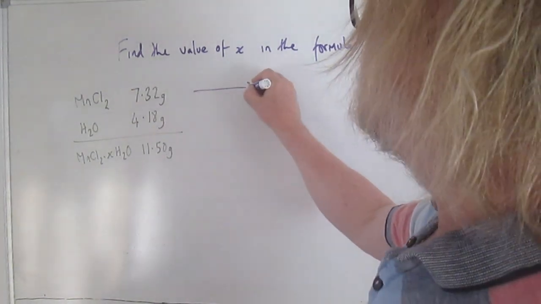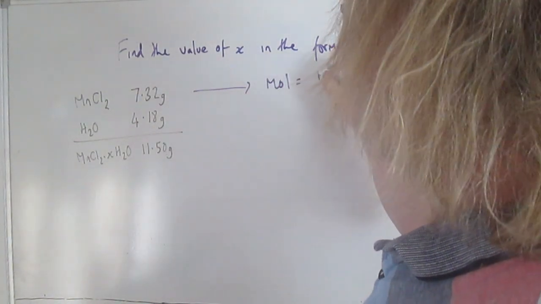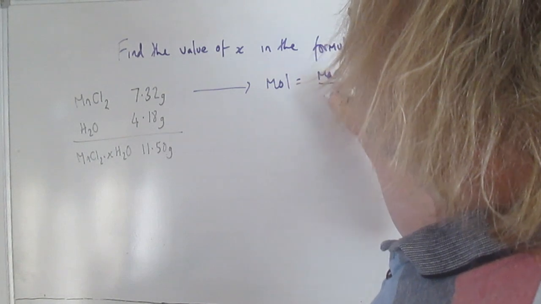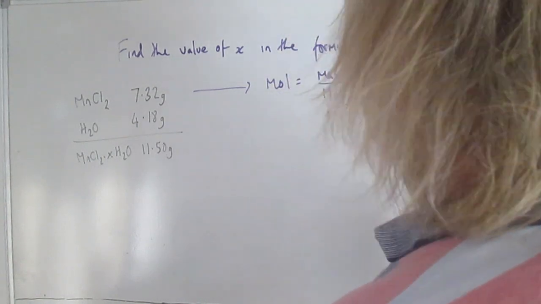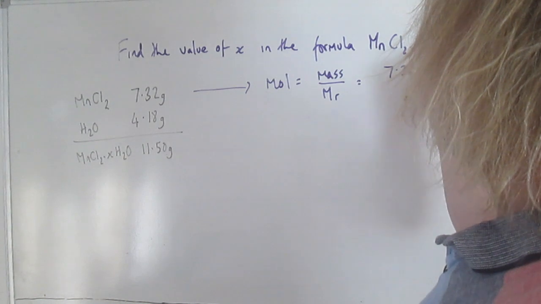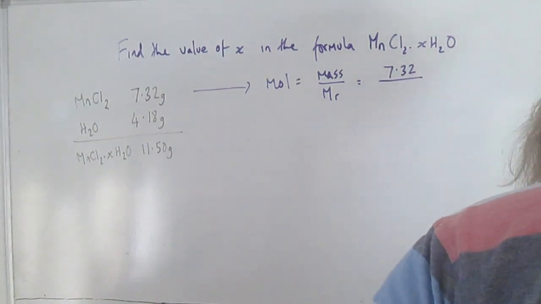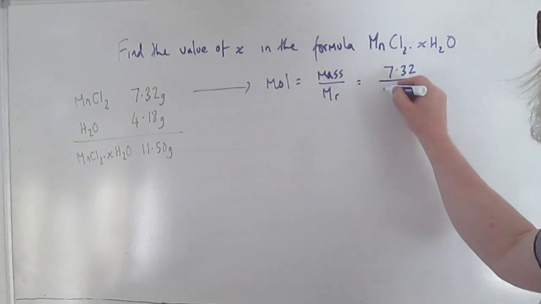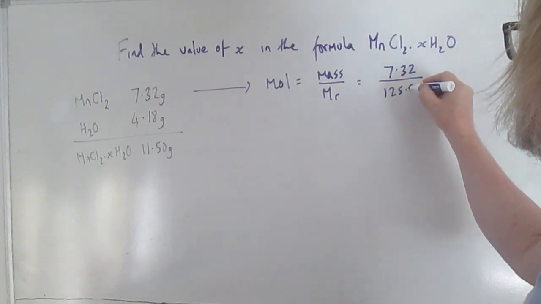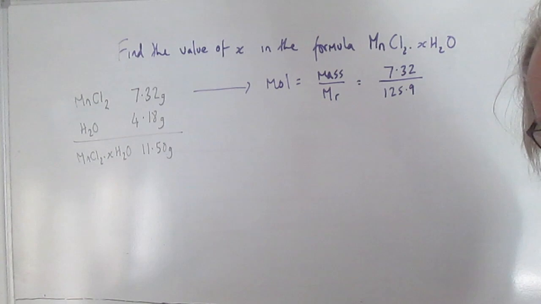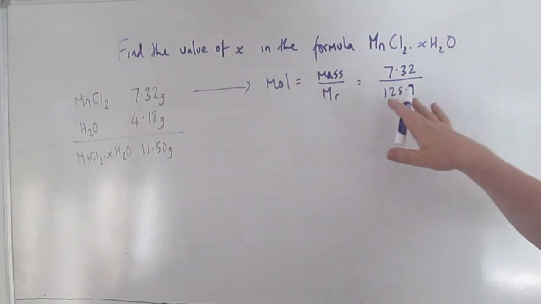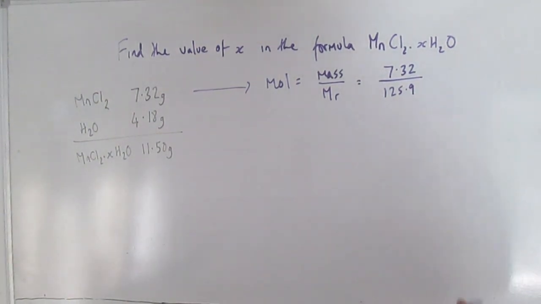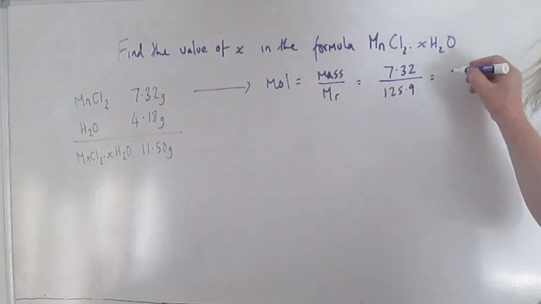So we're going to turn that into moles. Moles is mass over Mr, which is 7.32, and the Mr of manganese(II) chloride is 125.9. Make sure you don't get manganese and magnesium mixed up. Okay, Mn is not the same as Mg, so you're obviously going to get the wrong Mr if you look up magnesium instead of manganese. And that comes to 0.05811 moles.